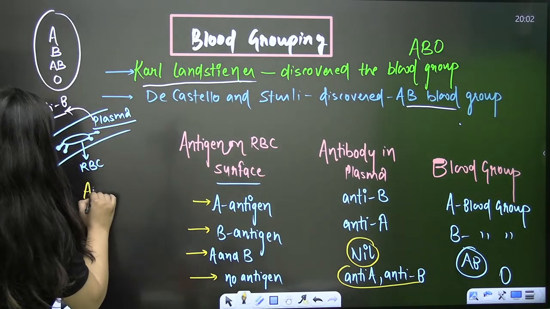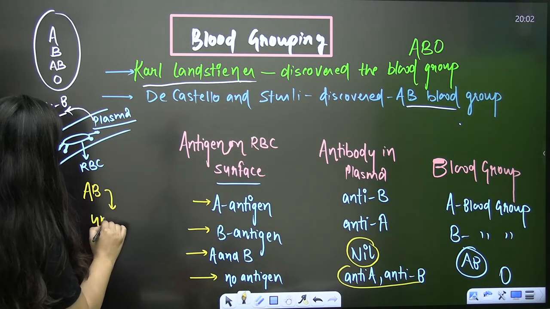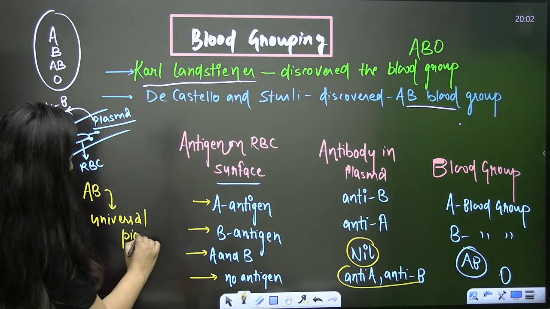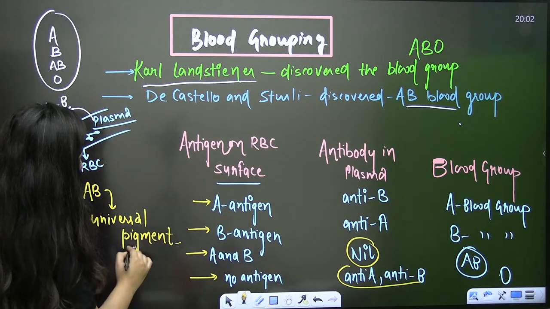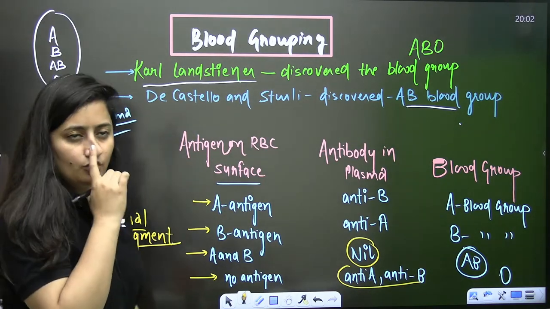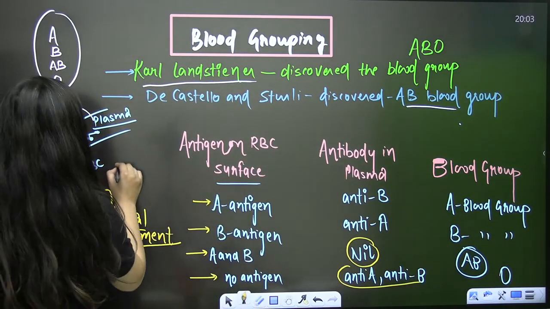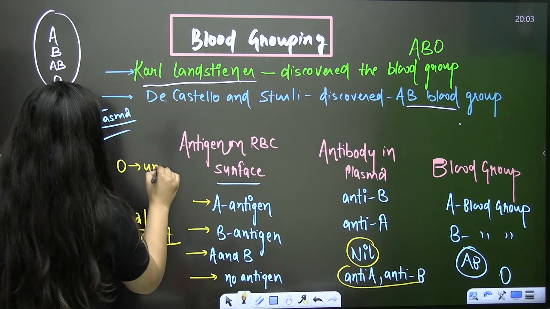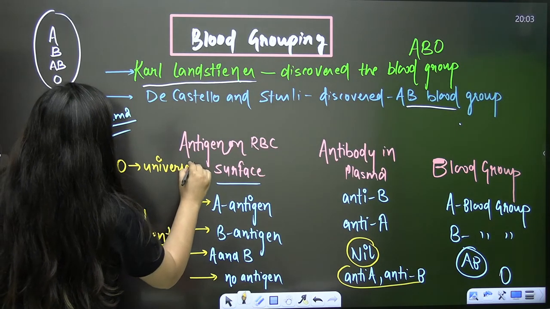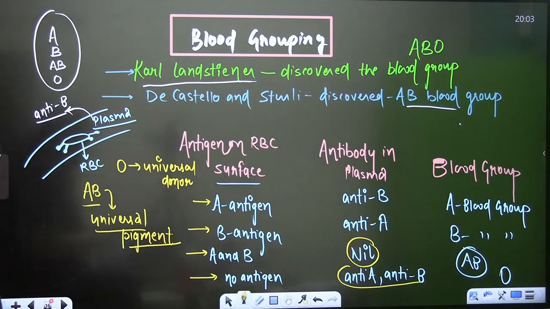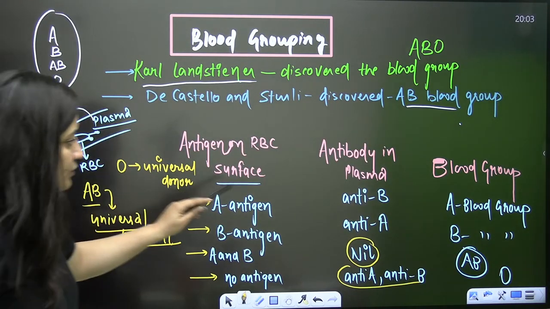That's why AB blood group is considered the universal recipient, because it doesn't contain any antibody in its plasma. So even if you give A blood group or B blood group to AB blood group, it is not going to react. And which one is the universal donor? It is the O blood group. So that's what you need to remember.